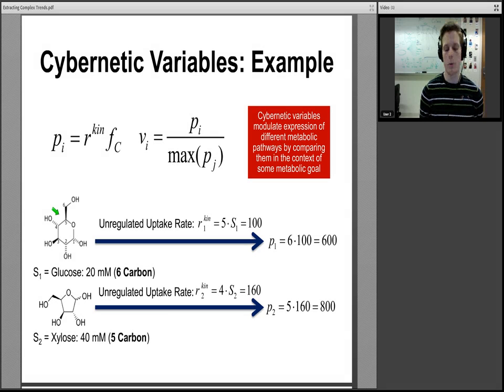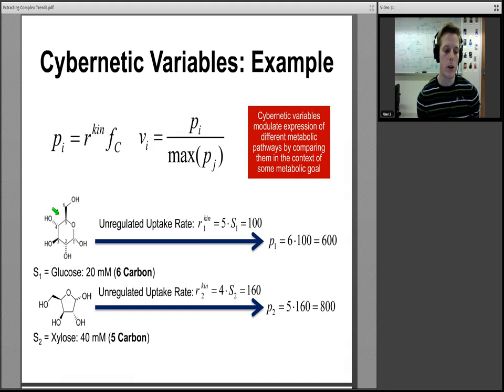And let's say the return on investment in this case, or this PI here at the top, is the rate at which the cell can ingest carbon. So the cybernetic goal is maximizing the uptake rate of carbon. And so that would be the product of the kinetic uptake rate through a certain pathway times the number of carbons specific to that sugar.